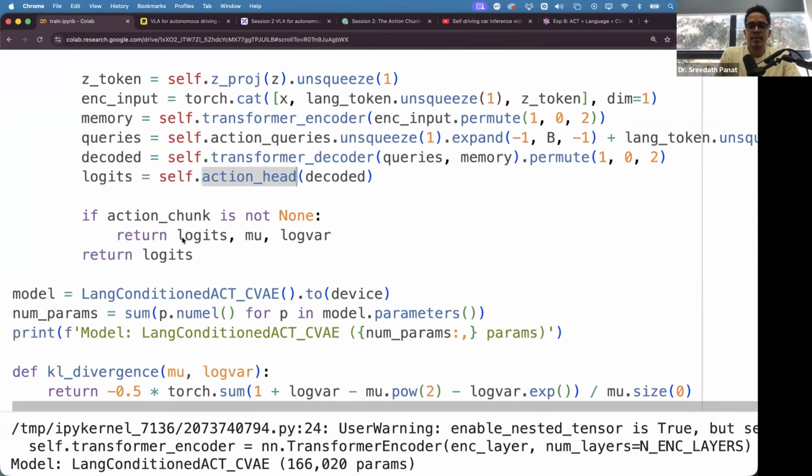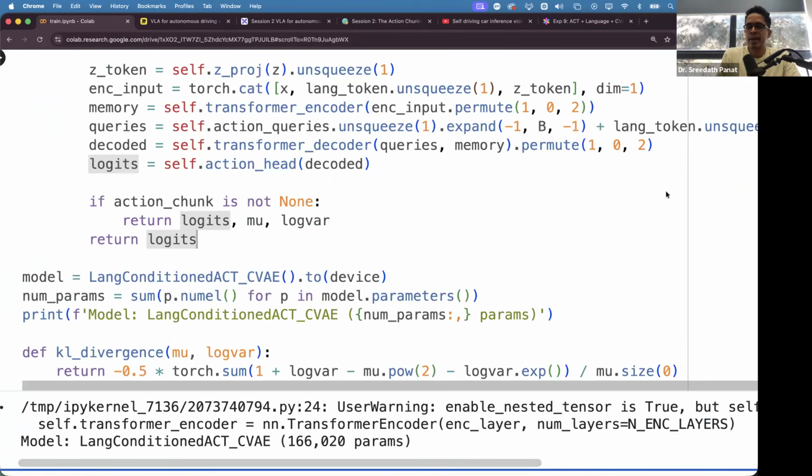You know why these three things are returned? Can anyone tell me why you have to finally return from this class logits, mu, and logarithm of variance? We discussed this. Think about what this is used for in training. No, it's not for inference. It's for training. In training, for calculation of loss, you have two losses. One is if the logits are far away from your actual ground truth actions. Mu and logarithm of variance are for the KL divergence.